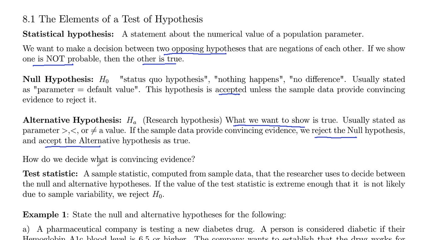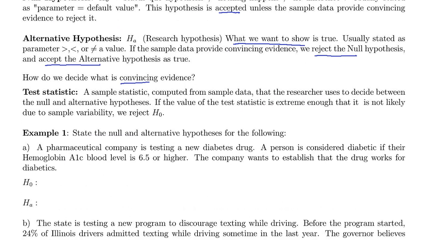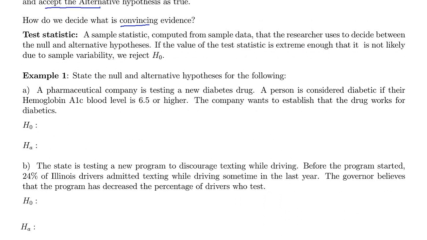So how do we decide what evidence is convincing? Well, we have to look at what's called a test statistic. A test statistic is a sample statistic that you compute from the sample data. It's actually a z-score of the sample data. And then the researcher uses this to decide between the null and alternative. If this value of the test statistic is extreme enough that it's not likely due to sample variability or chance, then we'll reject H0, reject the null hypothesis.